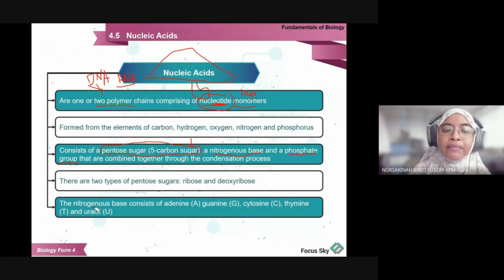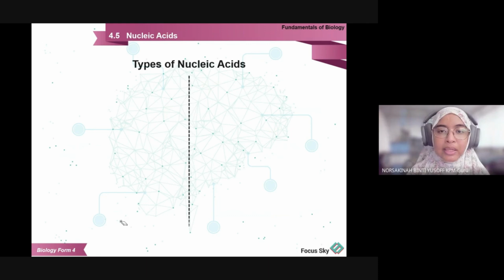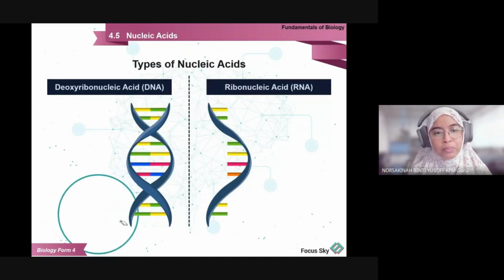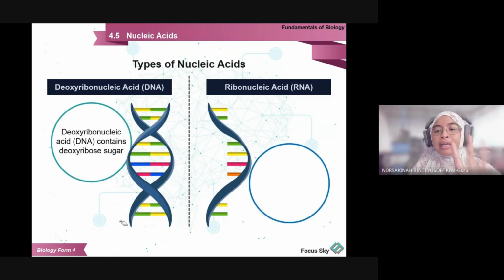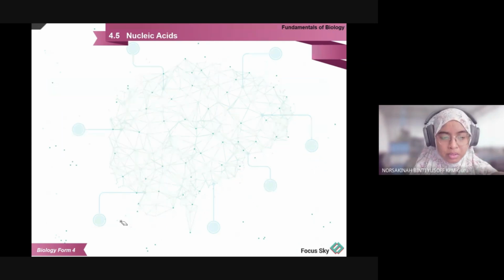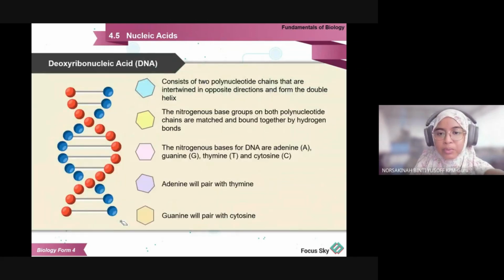And then we have the nitrogenous base. We have 5 types: A, adenine, G, guanine, C, cytosine, T, thymine, and U, uracil. I will go into that in a while. So you need to know there are 2 types, DNA and RNA, deoxyribonucleic acid and ribonucleic acid. I know it's a full name thing, it's very hard to remember, it's okay. You can write down the short form, no problem. They are different mainly in the sugar, the ribose and deoxyribose. Now, I need to go a bit faster.